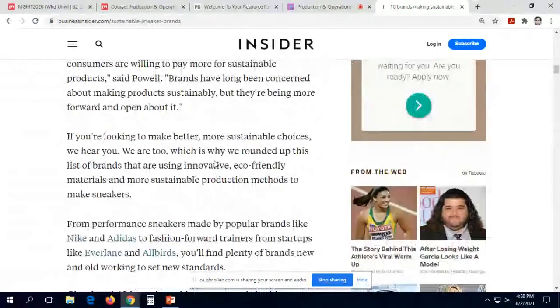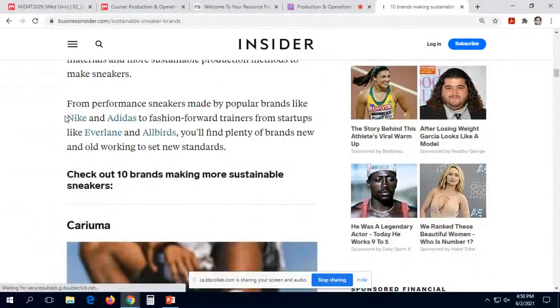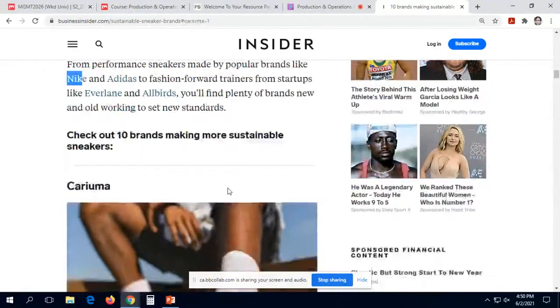So please find some time to scan through this. And Nike is doing it. Adidas is doing it.